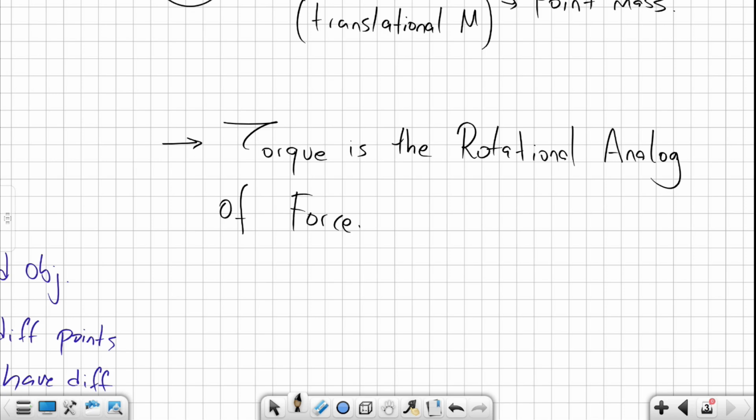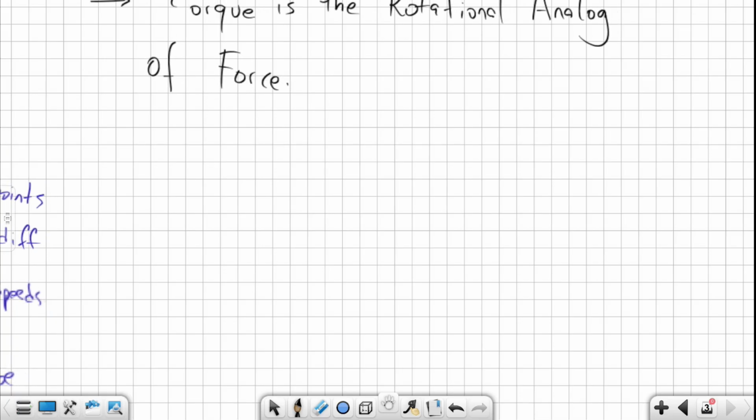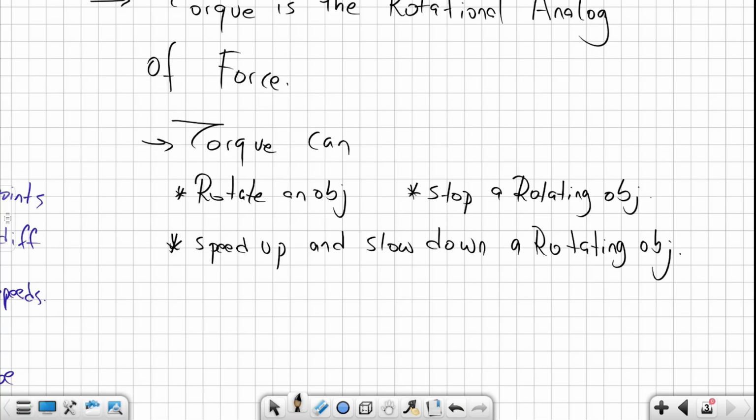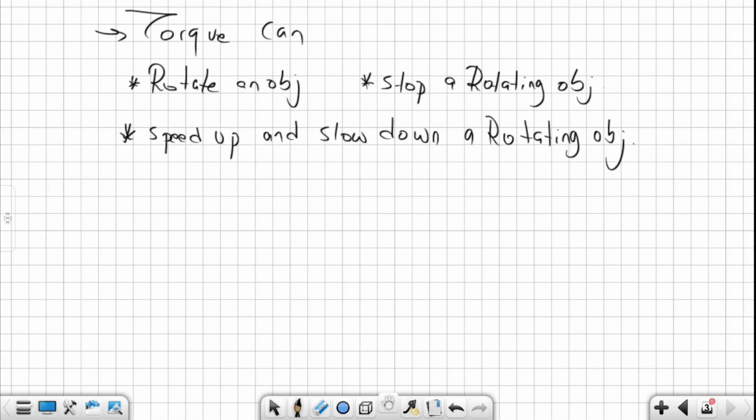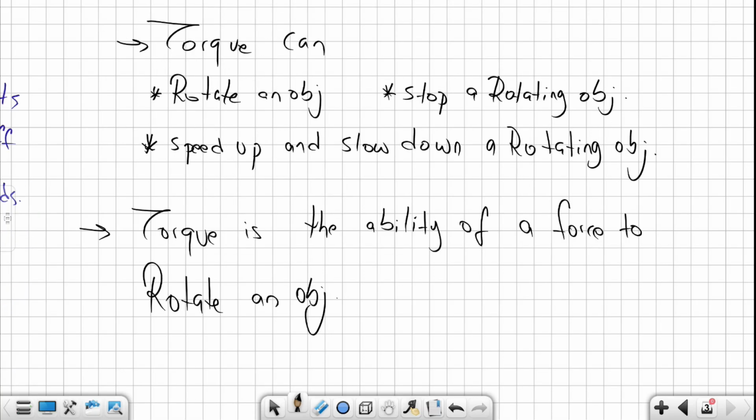So we can say that if we have a torque, we can rotate an object. If we have a torque, we can stop a rotating object. If we have a torque, we can speed up and slow down a rotating object. We can also define torque as the ability of a force to rotate an object. It means that we still need a force to have torque. So if a force can rotate an object, it has torque. If it cannot rotate an object, it has no torque. Torque for that force will be equal to 0.